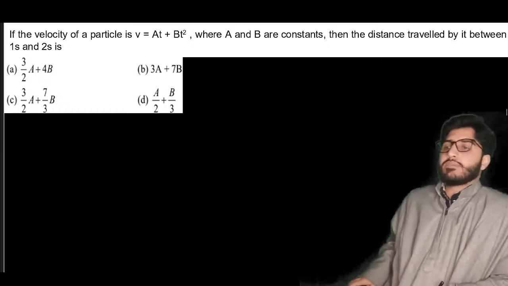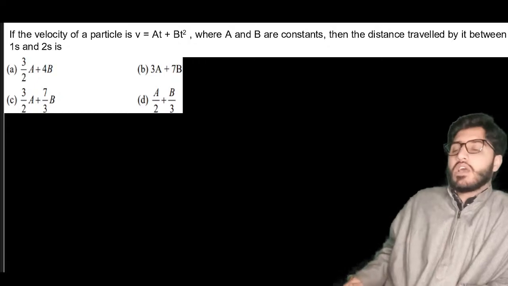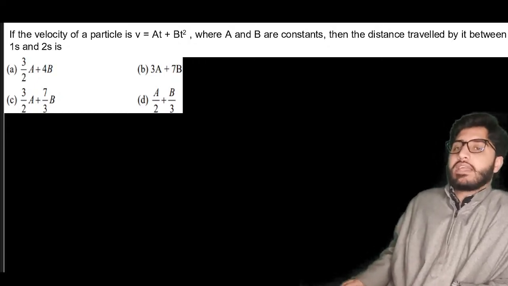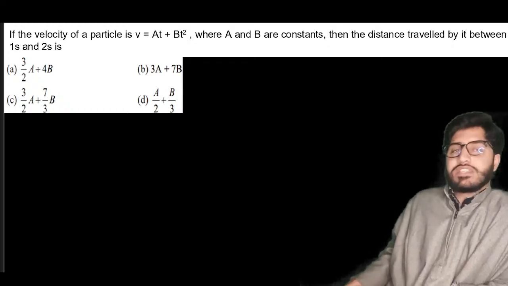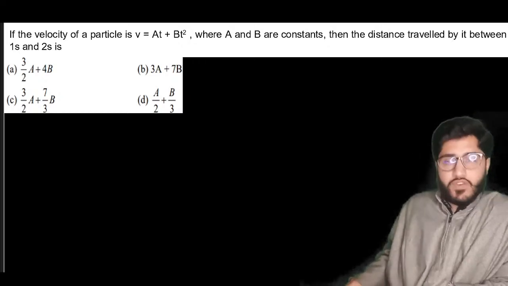Okay. Next numerical is, if the velocity of a particle is v equals at plus bt square, where a and b are constant, then find the distance traveled by it between 1 second and 2 seconds. What is given to us? Velocity is given to us. And what we need to find? Distance.